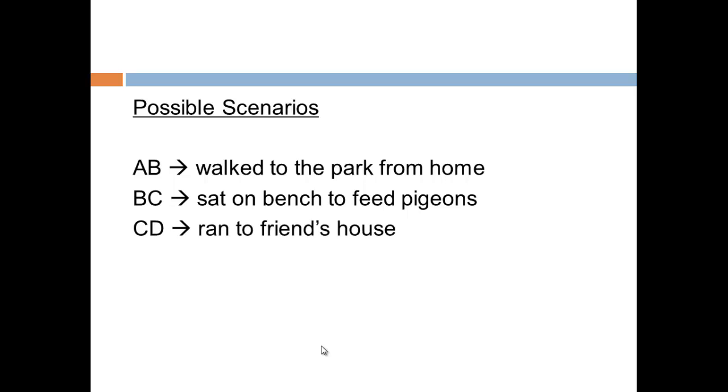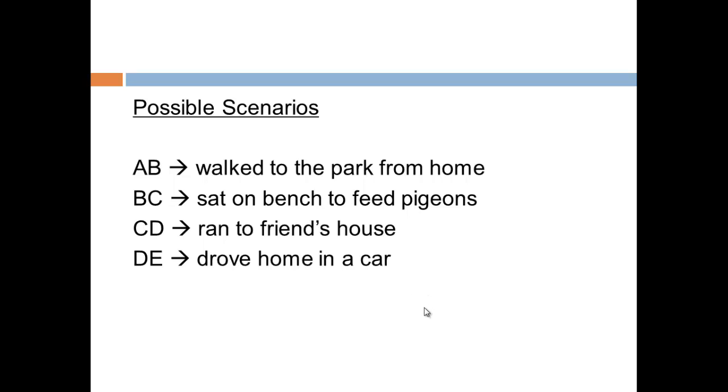The next one, CD, we see that we are going at a quicker pace. We see a steeper slope. We ran to a friend's house. And the last one, we're going at a rate of, we said, 1 kilometer per minute or 60 kilometers an hour. I don't think we can run that fast or ride a bike that fast, so we drove home in a car. These are possible scenarios.